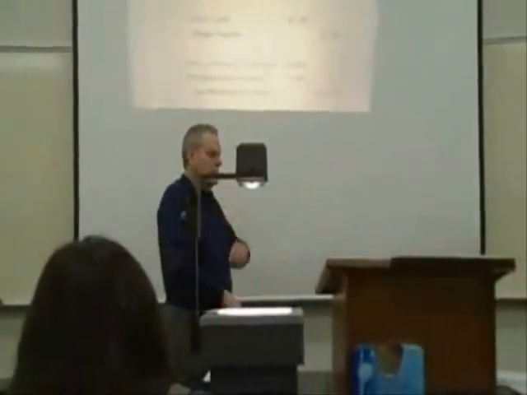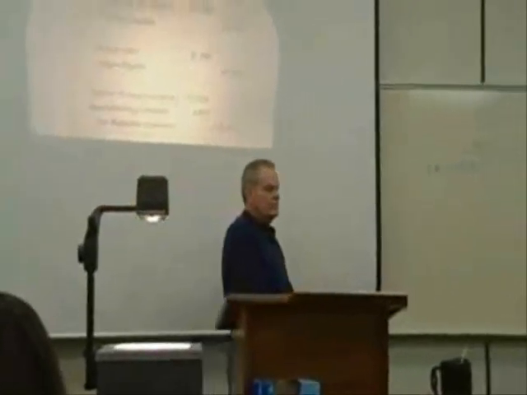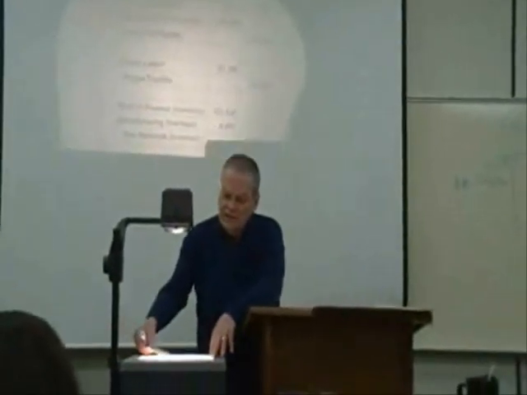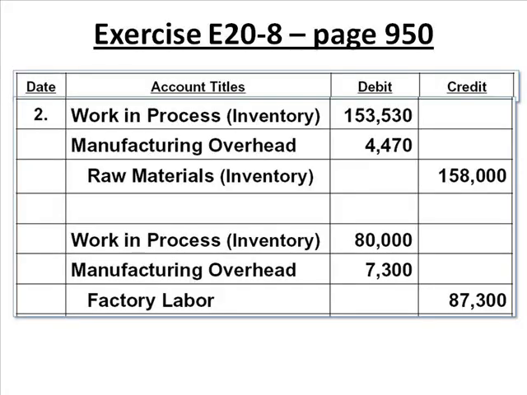Okay, so we would debit manufacturing overhead for 7,300, and you would debit work in progress for 80,000, and you would credit factory labor for 87,300. I'm going to pretend I didn't hear any of those numbers. I'm going to pretend I heard from you debit work in process, debit manufacturing overhead, credit factory labor. Is that what you said? Yes, sir.